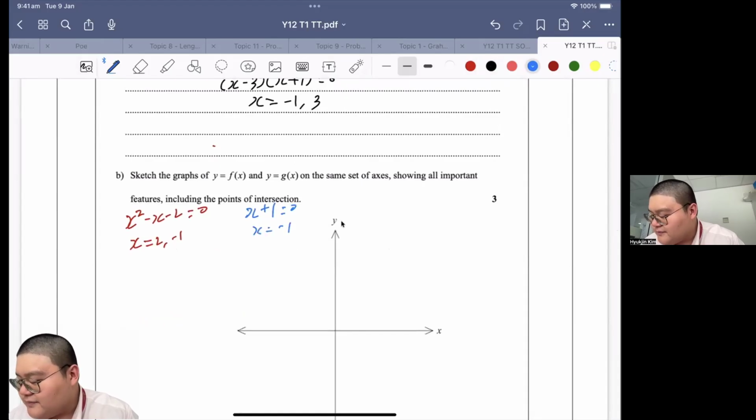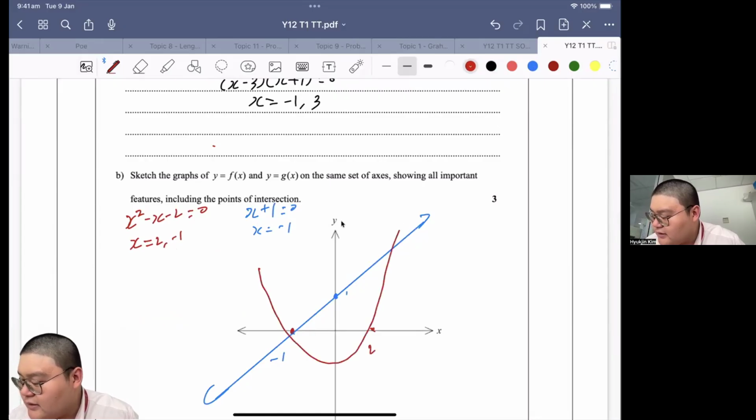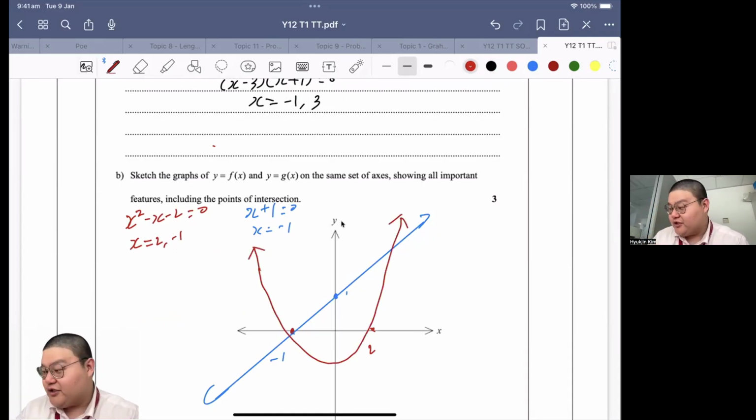So we just do this. 1, negative 1, straight line. Definitely all me, I drew that. And negative 1 as well, but 2 here. So it looks something like this. I did not show all my important features yet because I didn't actually draw my y-intercept in for my quadratic. So negative 2.